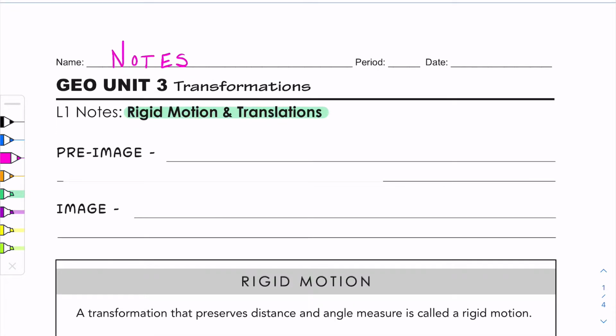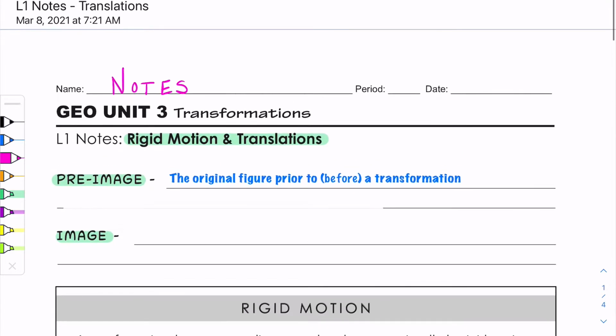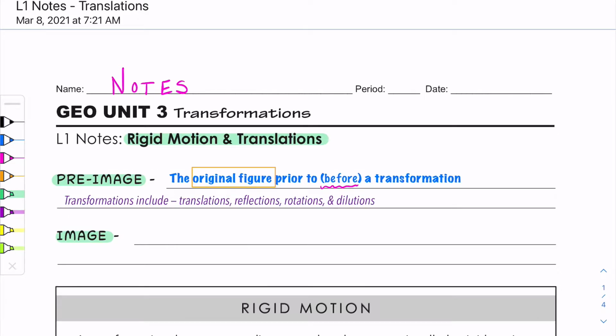Two very important vocab words that we use all unit are pre-image and image, and this is how I refer to every graph. So the pre-image is the original figure prior to or before any transformation happens. So this is the original figure. Transformations that could happen to the original figure include translations, reflections, rotations, and dilations.